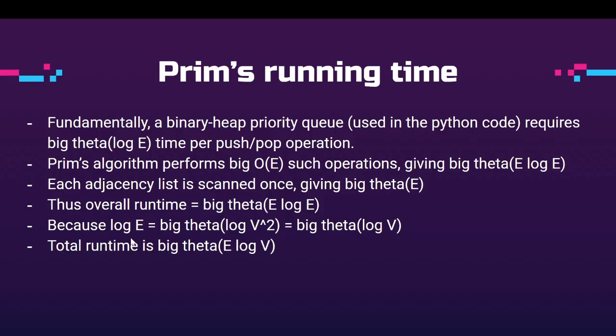Now, because log E equals big theta of log V squared, because any simple graph can have at most V squared edges, like it can't have more edges than vertices squared, because if it did, it wouldn't be a simple graph anymore, as there would be edges looping back on themselves. So like one node would have an edge which connects to itself. And in those cases, these MST algorithms don't work. So we can assume that log E here would equal log of V, which would mean that the total runtime for this algorithm would be big theta of E log V.